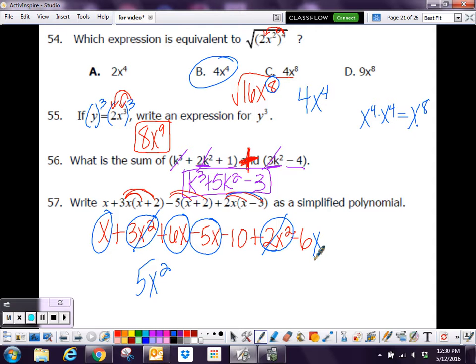Okay, so let's go back. So our 5x squared, we know that's right. But now I've got x plus 6x minus 5x minus 6x down here. So I've got 1 plus 6 is 7. 7 minus 5 is 2. 2 minus 6 is negative 4x. And then this is my only constant, so minus 10.